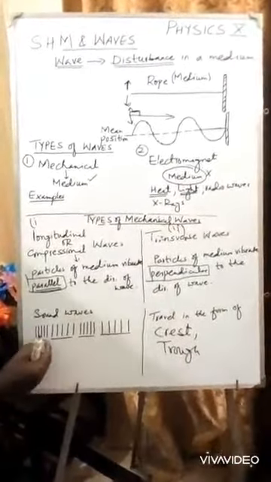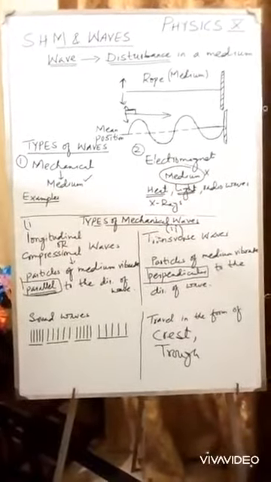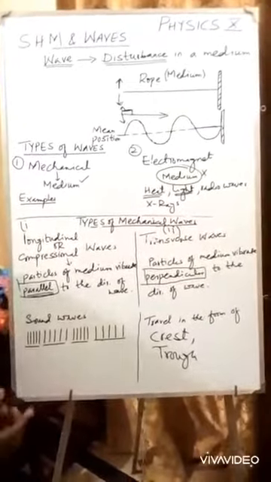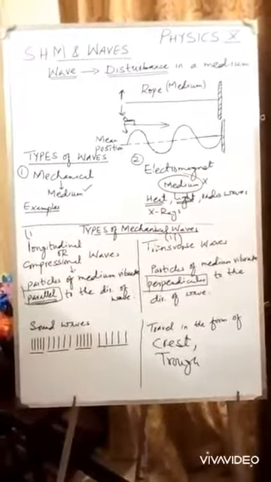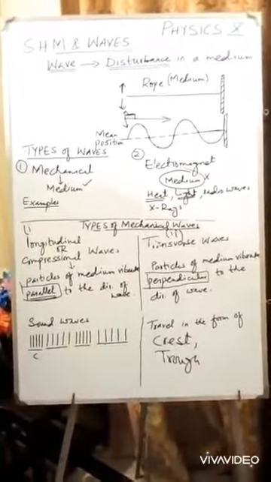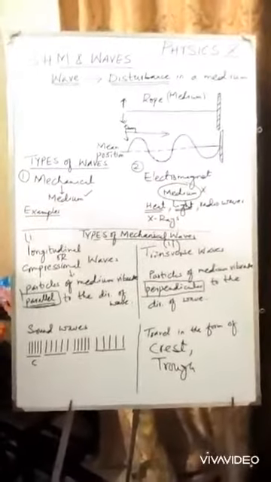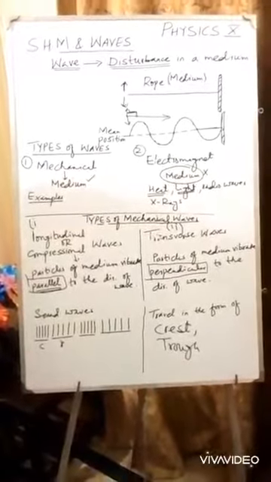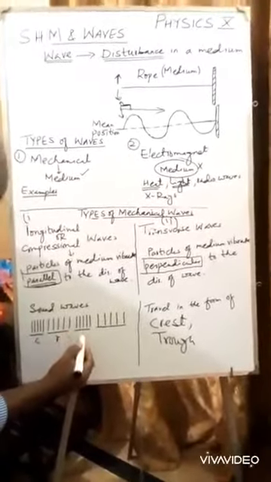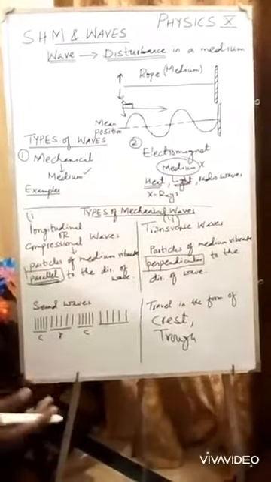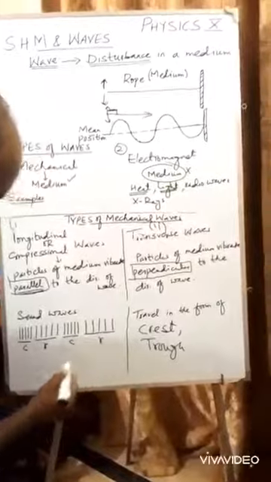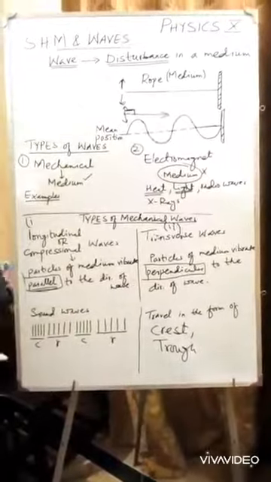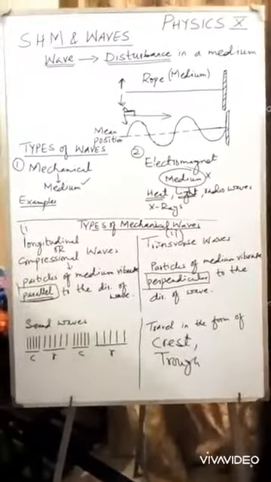Here these are the regions where particles are compressed. If you open the door of your room, the air in front of the door will be compressed. That portion is known as compressions. That layer of air, the particles of air will relax and a gap will be generated. We call them rarefactions, and pressure will be exerted on the next layer. Those particles of the air will be compressed, and when they relax, the pressure will go to the next one, and in this way the sound wave will travel. We call them longitudinal or compressional waves, which travel in the form of compressions and rarefactions.